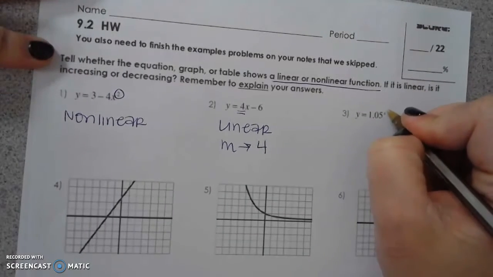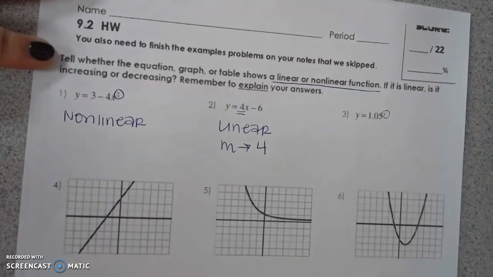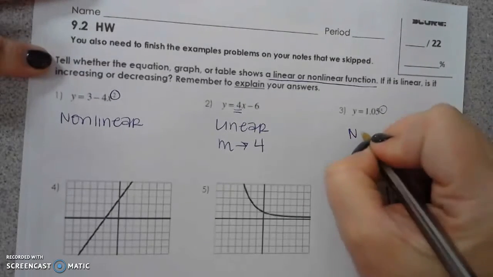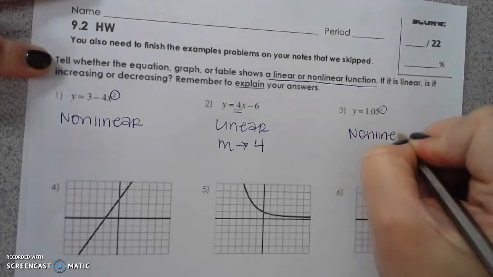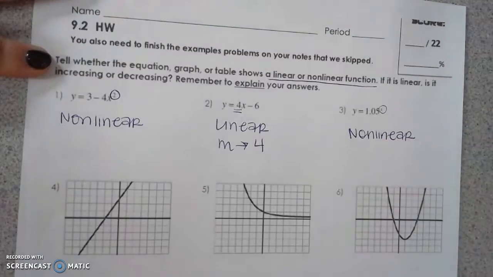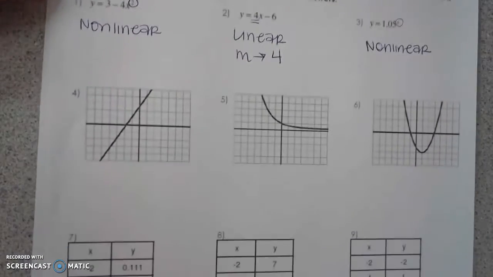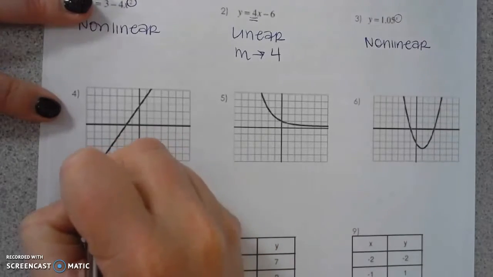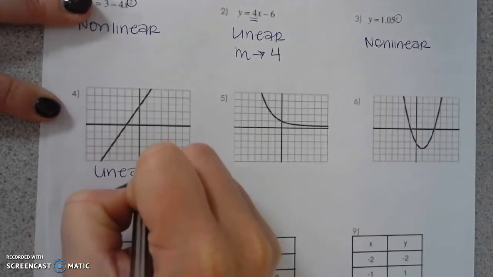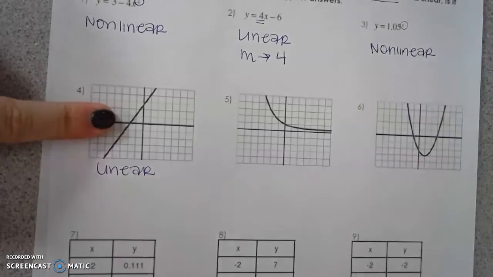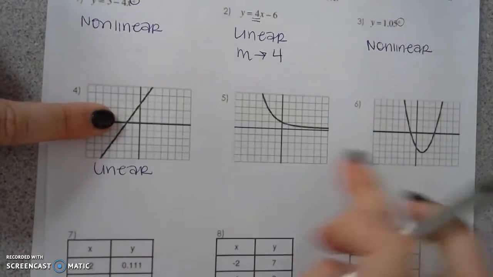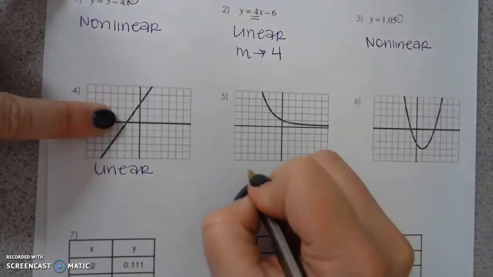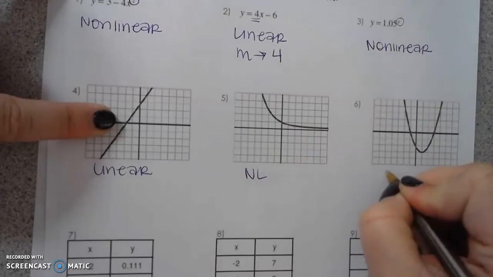It's a positive 4. Since it's a positive number, that means it is increasing. And then this x is an exponent in this case, so that does cause a curve, nonlinear. This one is a straight line, so it is linear. I'll go over finding the slope for this in just a second. These two are both nonlinear because they are not straight lines, they're curved. I'm just going to put NL.